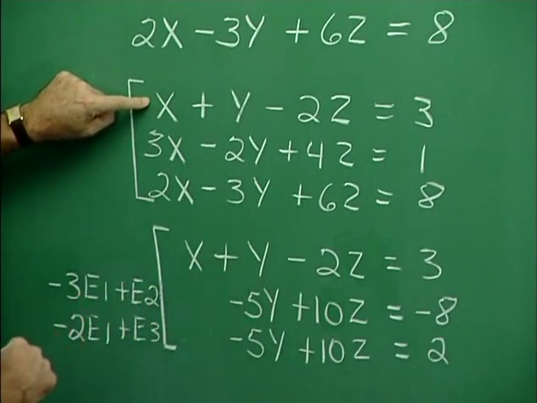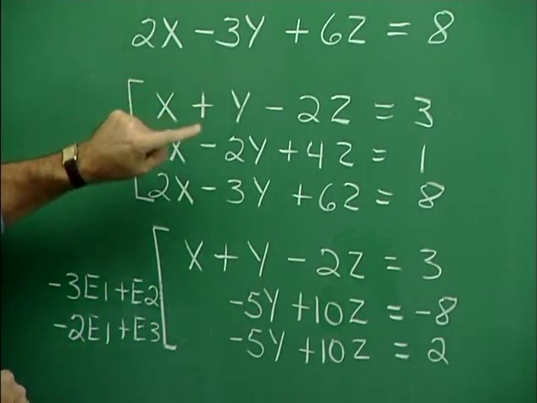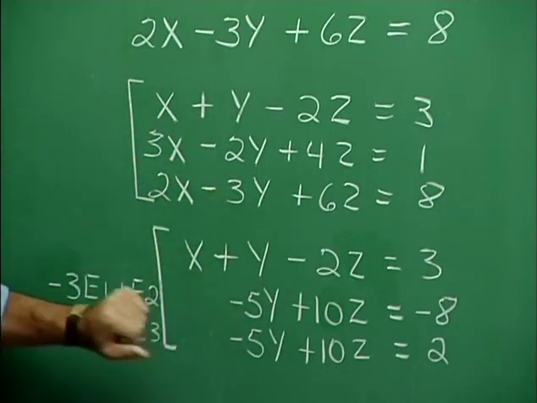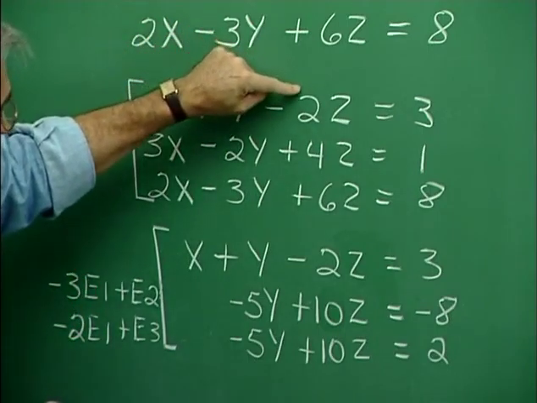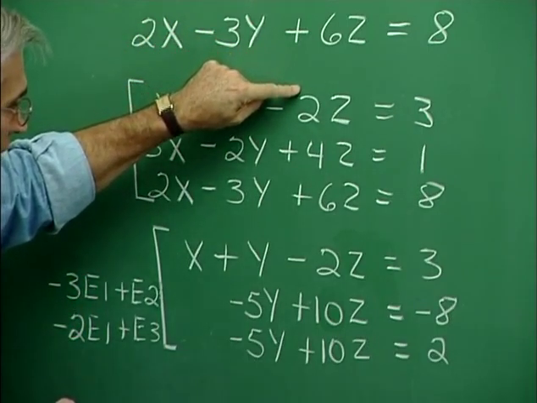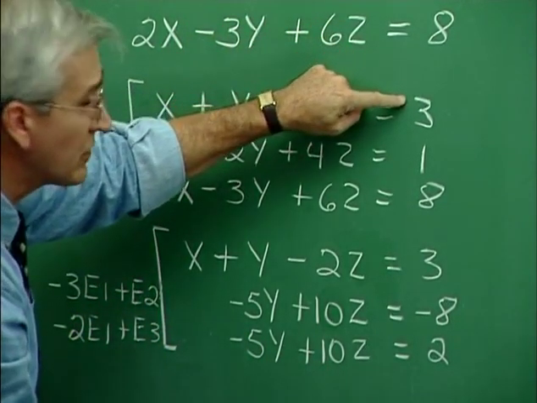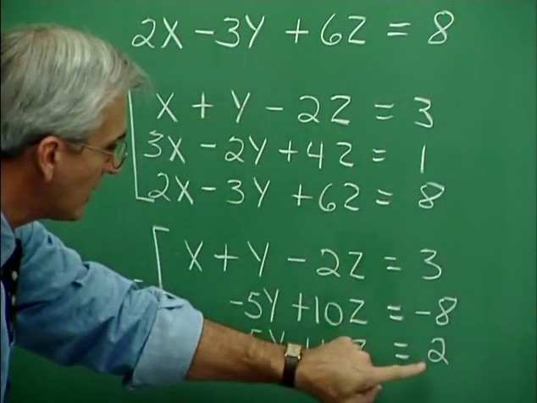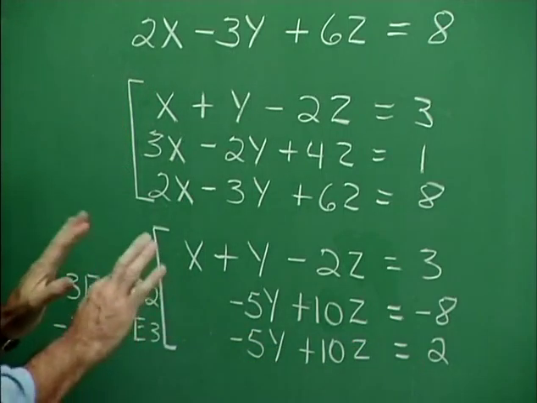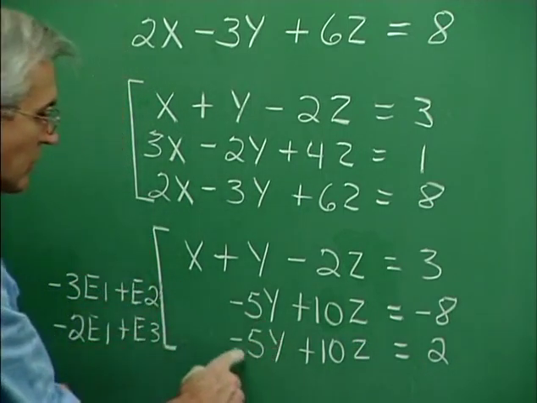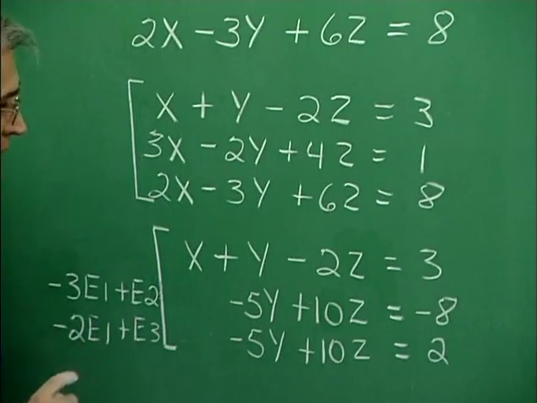Let's go through the others. Negative 2 times y is negative 2y with negative 3y is negative 5y. Then negative 2 times negative 2 is 4z plus 6z is 10z. Then negative 2 times 3 is negative 6 with 8 is 2. All right, now our next order of business would be to cause this entry to become a 0.